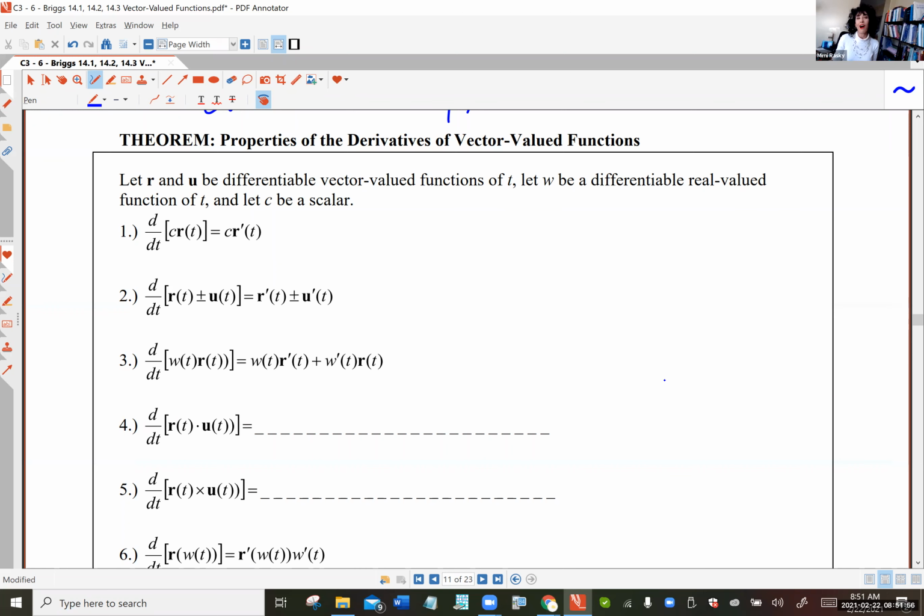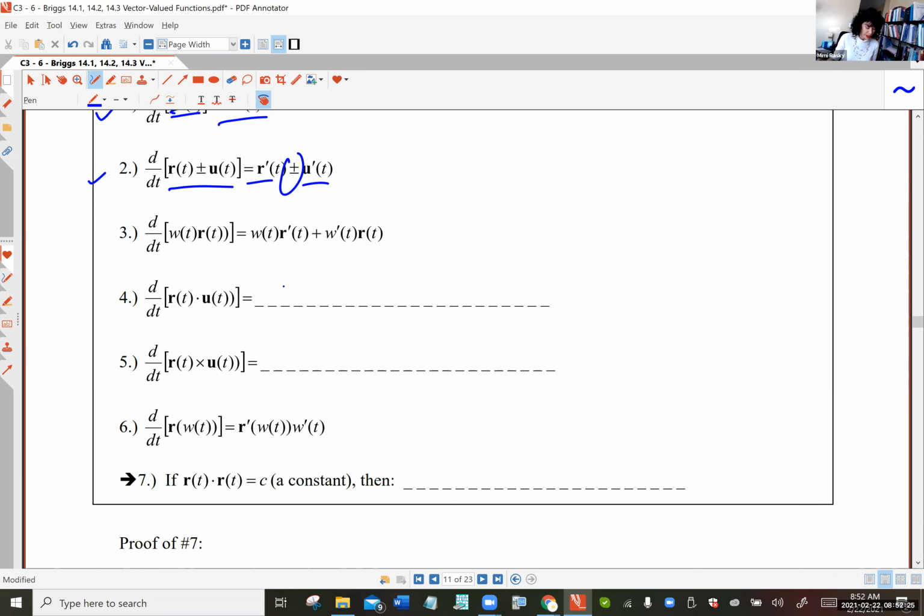Now some of it's obvious, like Captain Obvious would be number one here. What if you had some scalar multiple of your vector valued function? No problem. The derivative is just the scalar multiple times the derivative. Number two is pretty straightforward. If you have a sum or difference of two vector valued functions and somebody says, go take the derivative, no problem. Take the derivatives individually and then simply add or subtract. And then you'll get one big old vector valued function.